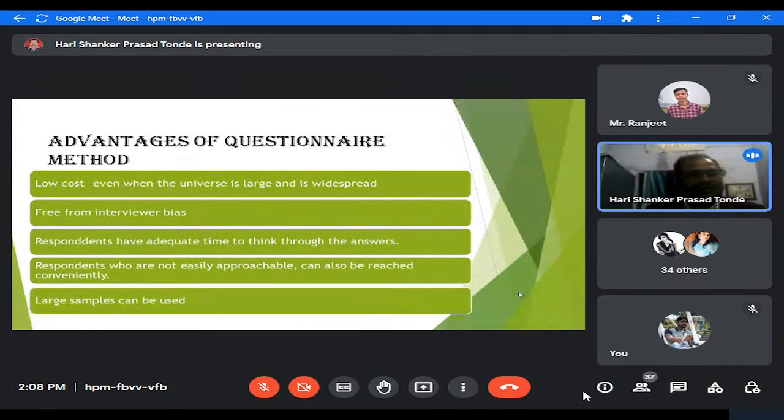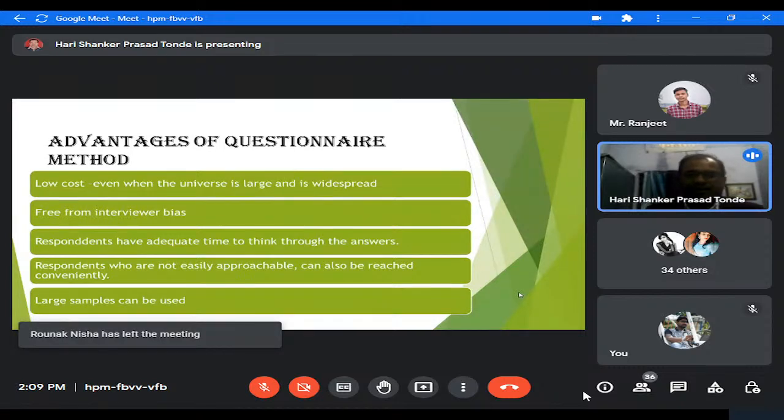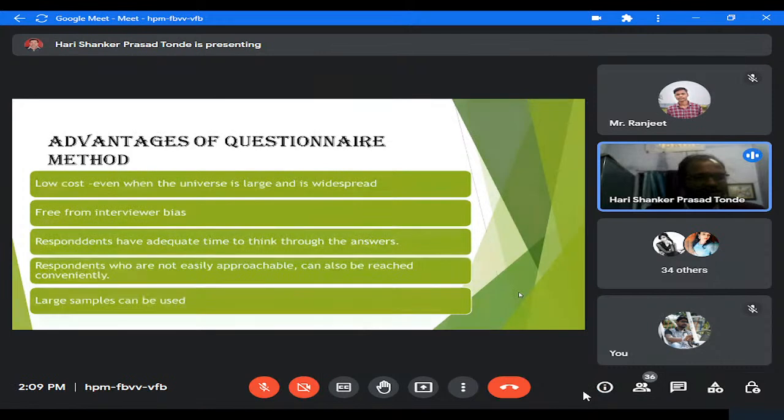Advantages of questionnaire methods: low cost even when the universe is large and widespread, and free from interview bias. Respondents have adequate time to think through the answers. Respondents who are not easily approachable can also be reached conveniently. Large samples can be used.